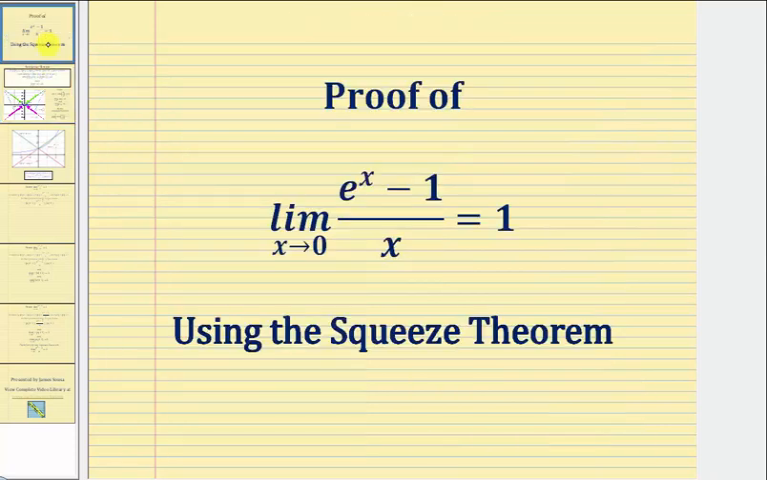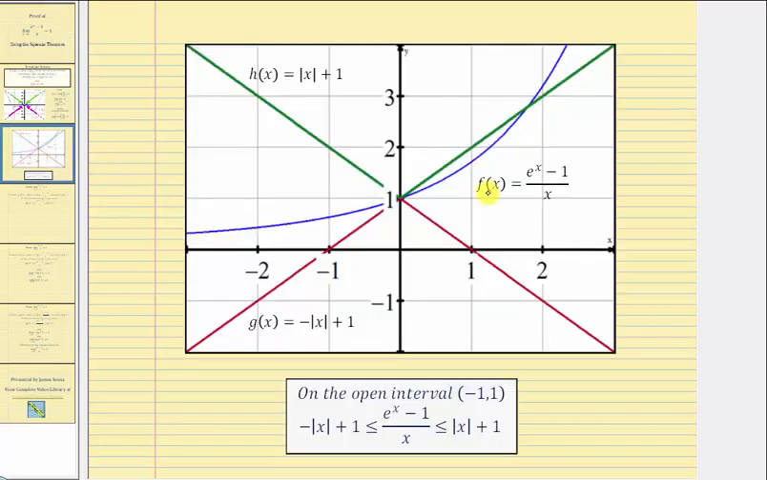So because we're trying to prove the limit as x approaches 0 of the quantity e to the x minus 1 divided by x equals 1 using the Squeeze theorem, we'll first graph this function, then determine two functions that would satisfy the Squeeze theorem. So in blue we have the graph of f of x equals the quantity e to the x minus 1 divided by x. This bottom function here, which we'll call g of x, is equal to negative absolute value of x plus 1, and then this top function, which we'll call h of x, is equal to the absolute value of x plus 1.